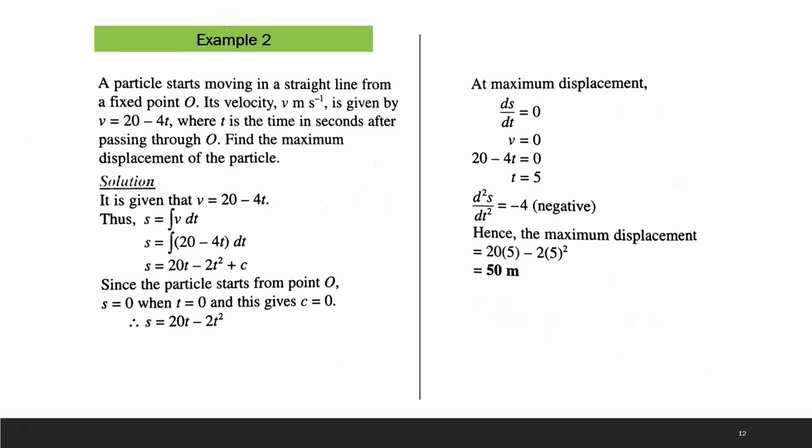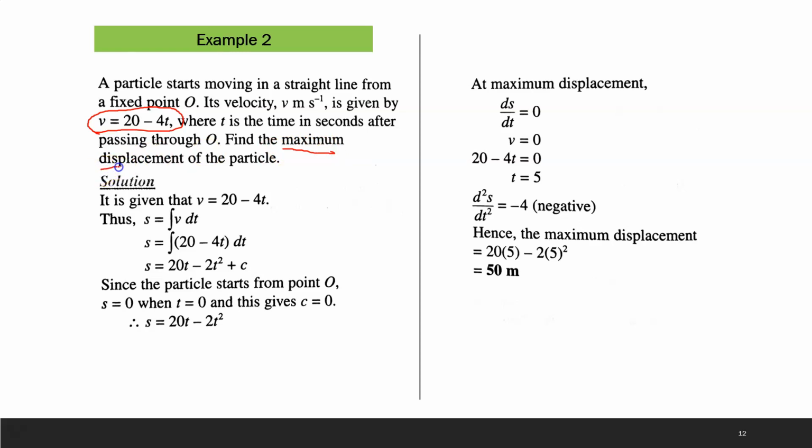Let's see the second example. A particle starts moving in a straight line from a fixed point O. Its velocity v meter per second is given by this one. For this second equation, dia bagi formula untuk v pula. Tadi dia bagi formula untuk s, where t is the time in seconds after passing through O. Find the maximum displacement of the particle.